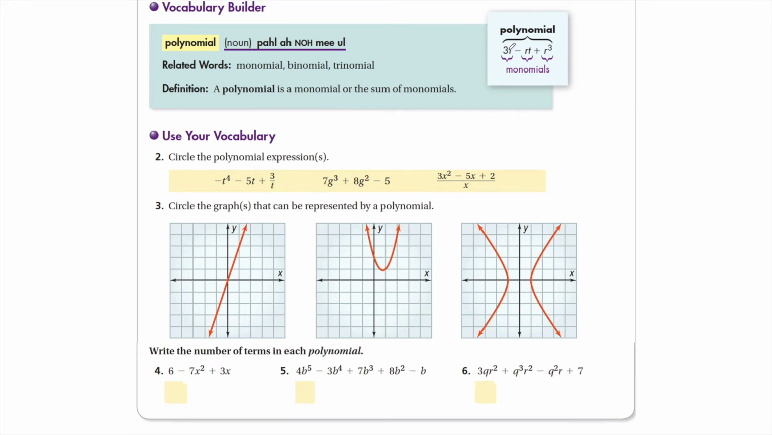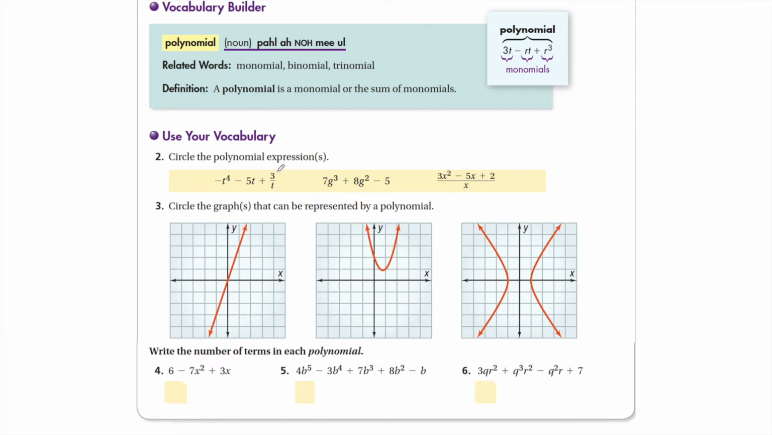So like a 3t is considered a monomial. RT is going to be a monomial, and the R cubed is a monomial. But if we were to put them all together, that's what creates that full-out polynomial. Poly being the fact that there are many, and mono being the fact that there's just one. All right, circle the polynomials in this expression.